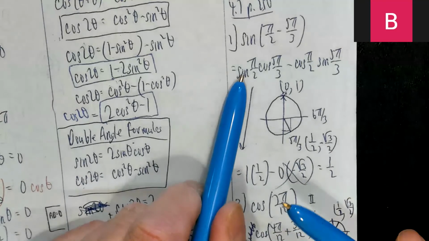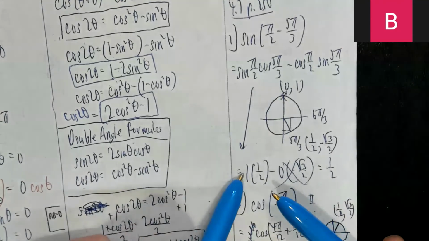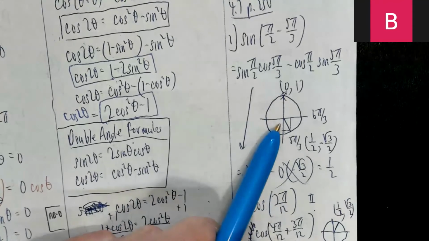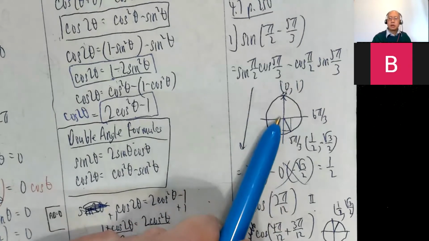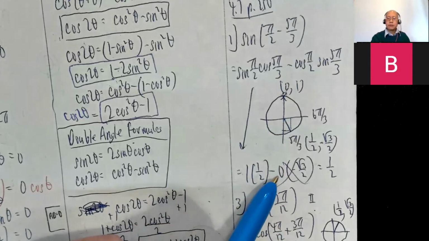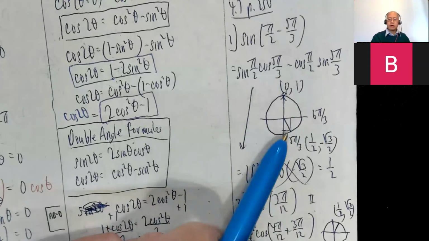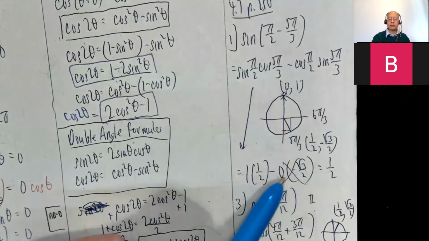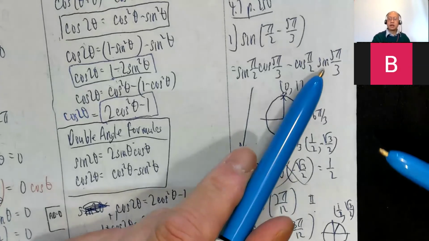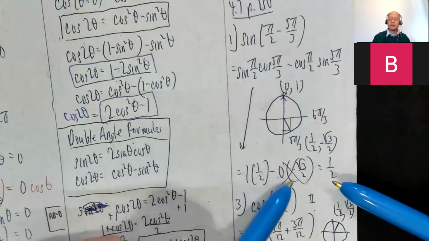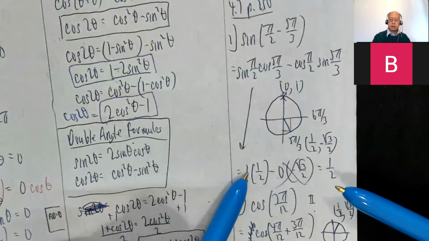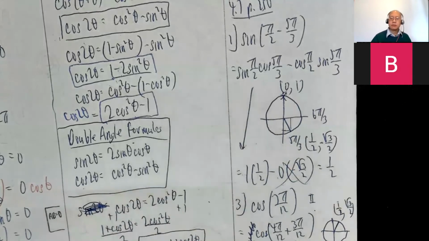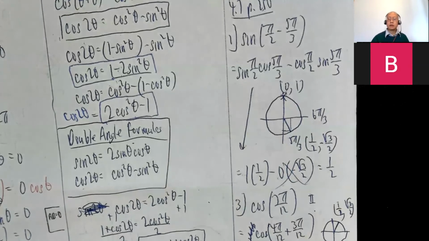All right, there we go. Sine of pi over 2, y coordinate, 1. Cosine 5 pi over 3, x coordinate, 1/2. Minus cosine pi over 2, x coordinate is 0. Sine of 5 pi over 3, well, you don't really need it because you're multiplying by 0 anyway, so it doesn't matter what this is, it's going to be 0. But anyway, just to complete it, sine of 5 pi over 3, y coordinate was negative radical 3 over 2, but that's gone. So final answer is just 1/2. So that's that.